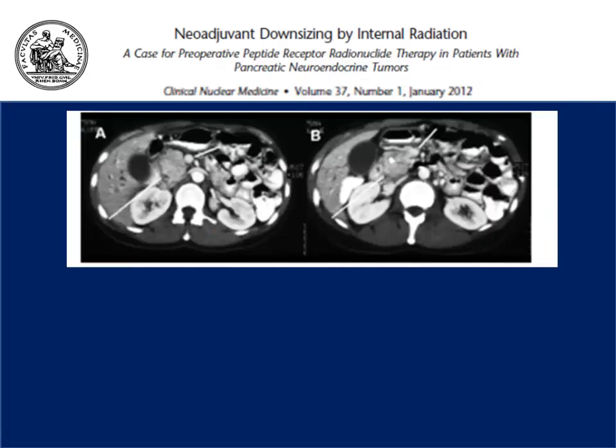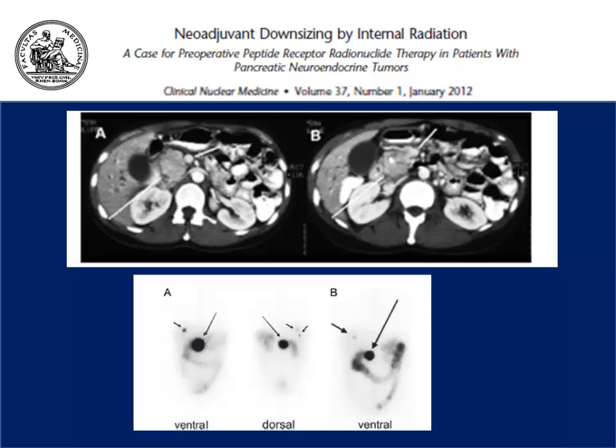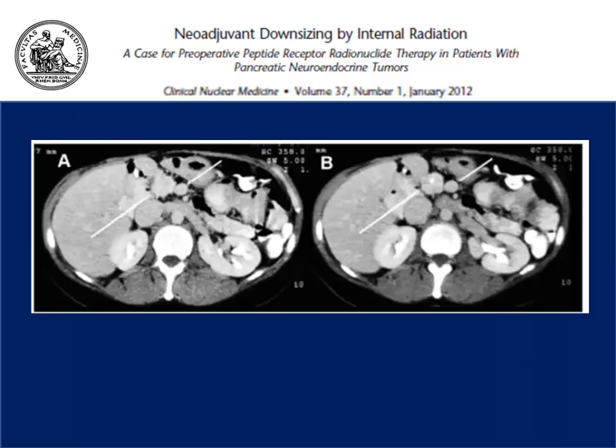You can also use radiopeptide therapy as a neoadjuvant for downsizing. Here's a case report from our group. You see here a patient with a pancreatic neuroendocrine tumor with infiltration of the adjacent organs, therefore the patient was not operable. The patient also had 2 small liver metastases. We performed 4 cycles of radiopeptide therapy, and after these 4 cycles, you see here a good tumor shrinkage, and the patient was operated after 4 cycles.